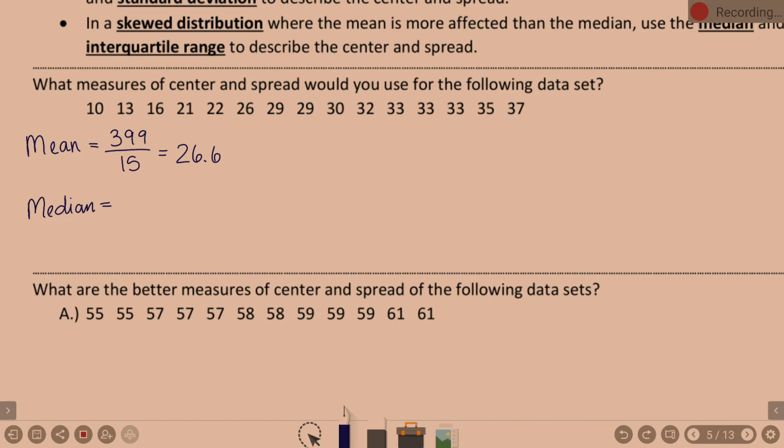Count in. So first of all, do recall numbers need to be in order. I was nice here, or I was just trying to save us time. Numbers are already in order. Will they always be given to you in order? No. I was trying to be nice here. Saves me time here. So if there's 15, it's going to be counting into the 8th number from either side.